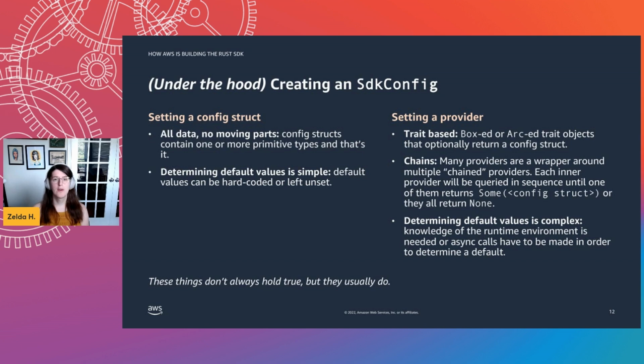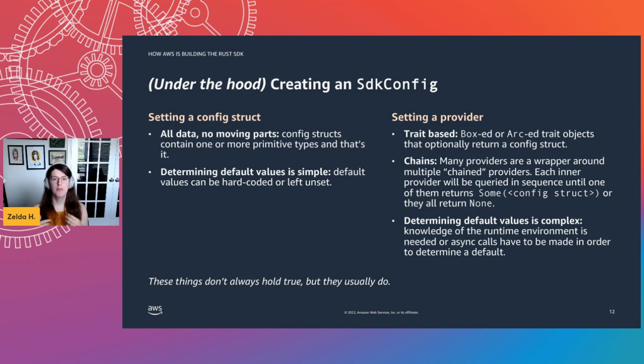Okay, so that's a lot of information. Like, where does that even come from? Well, it gets set mainly in 2 ways. These kind of very simple config structs where it's just saying, hey, for this, just insert this small piece of config into the larger shared config. It's just structs filled with data. Determining default values in this case is really simple because they're either just hard-coded things or they're just left unset.